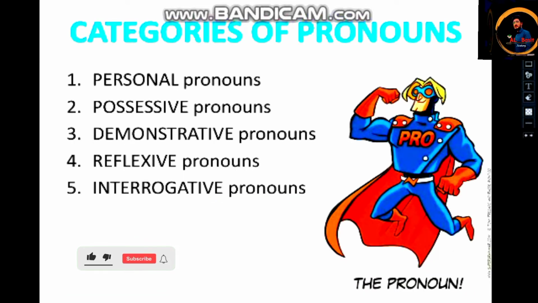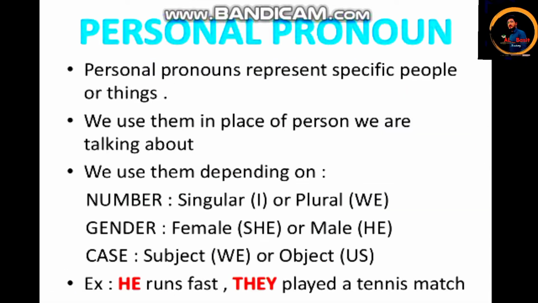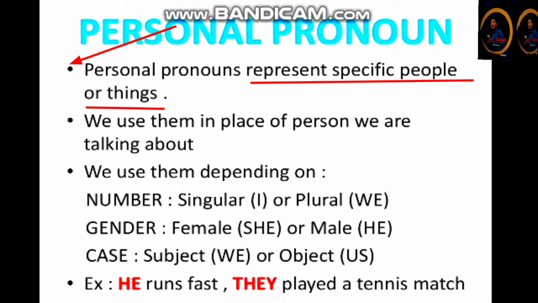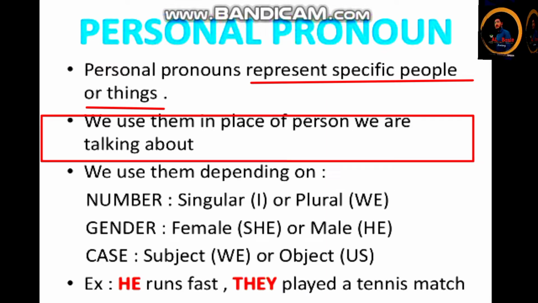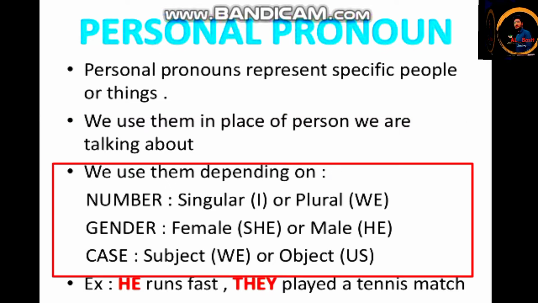Okay, categories of pronouns. We have 5 categories of pronouns. First is personal pronouns, possessive pronouns, demonstrative pronouns and reflexive pronouns. Okay, so what is a personal pronoun? Personal pronouns represent specific people or things. Second point is we use them in place of the person we are talking about. Third point is we use them depending on number, gender and case.